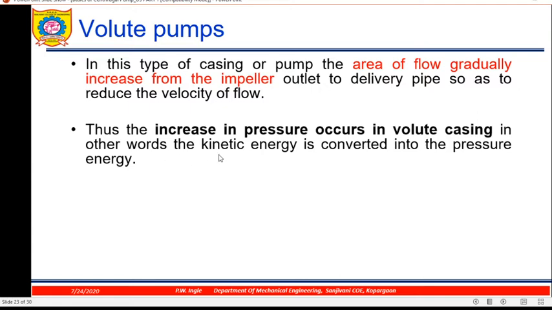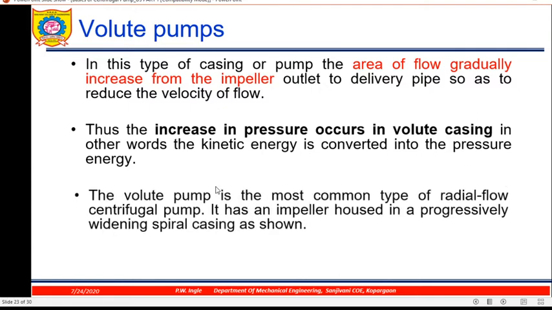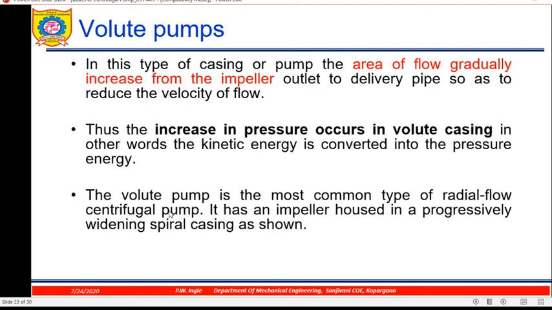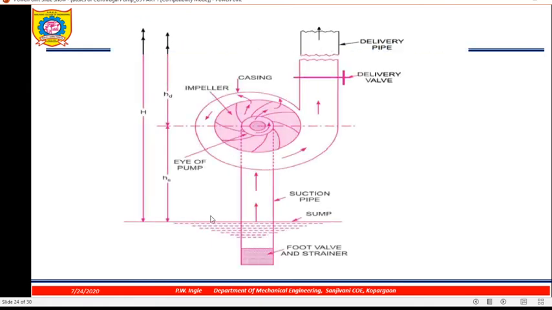In other words, the kinetic energy is converted into pressure energy. Volute pump is the most common type of radial flow centrifugal pump, and it has an impeller housed in a progressively widening spiral casing, as shown. You see here, this is the shaft, this is the impeller, and this is the casing. This is known as volute pump.